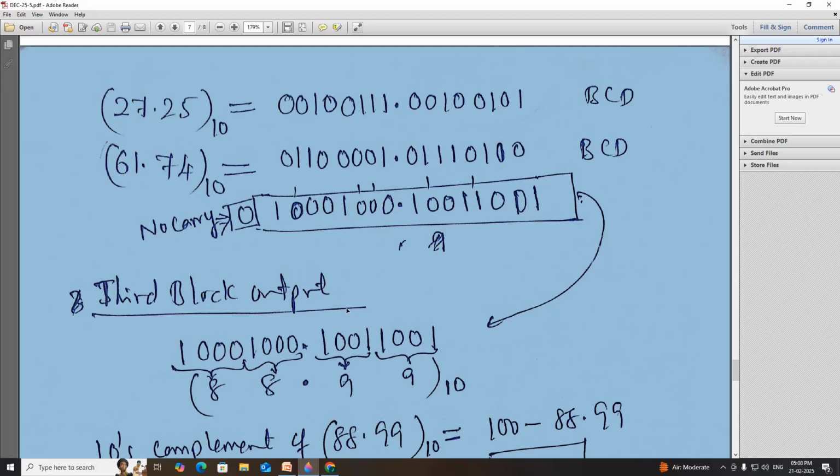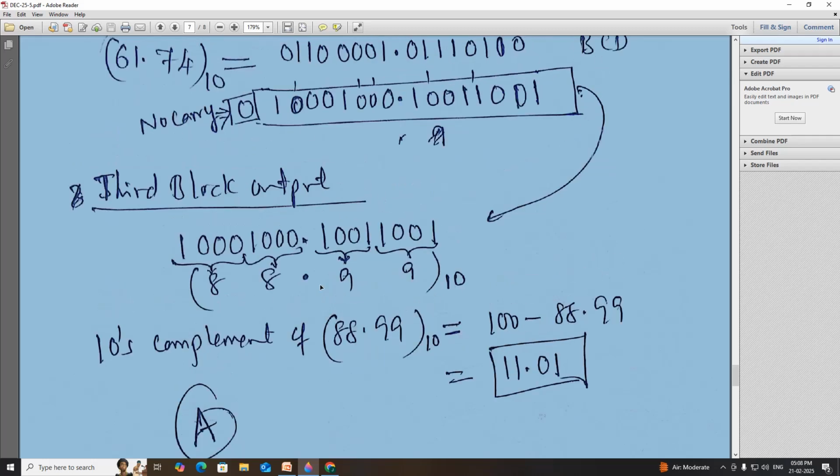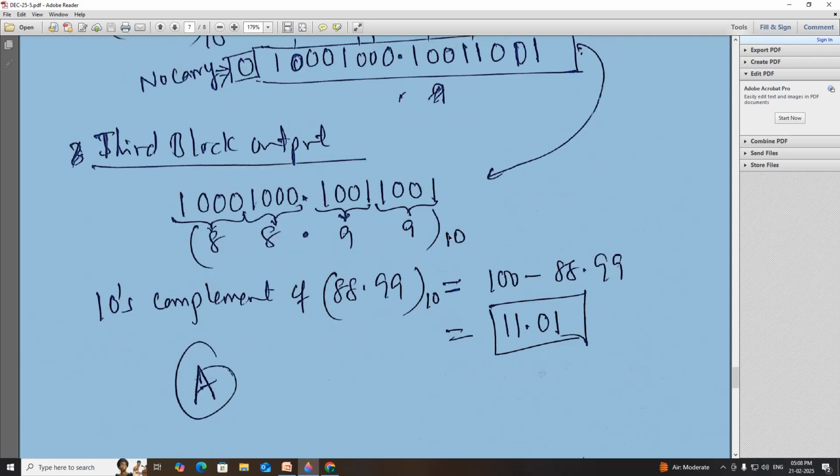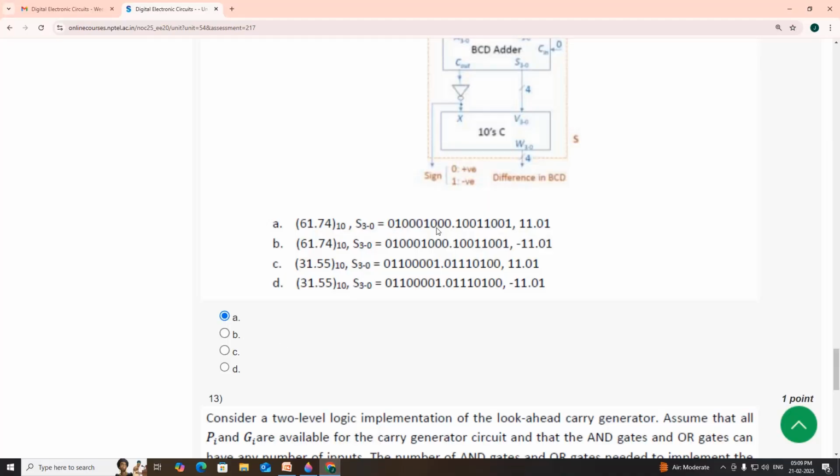So that we'll see. For the third block, we will take this one. No carry. If there is no carry, it indicates a negative number. No carry means negative number. Therefore, we have to take the 10's complement of this. So I am again rewriting this in decimal form, which is nothing but 88.99. So to find the 10's complement of 88.99, we simply find 100 minus 88.99, which is equal to 11.01. So the answer is option A. This is the answer.